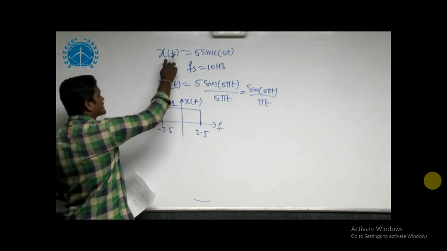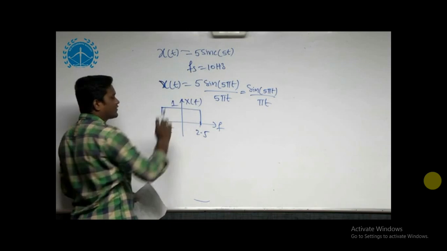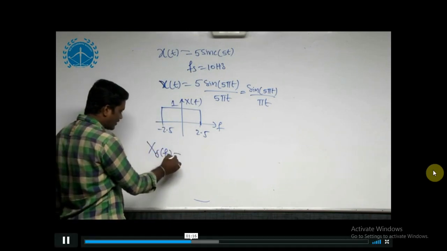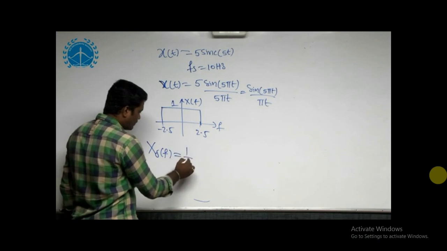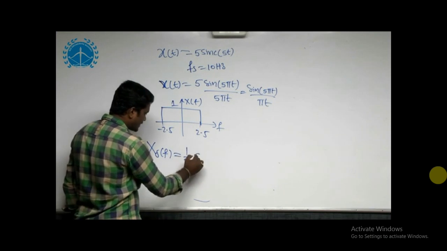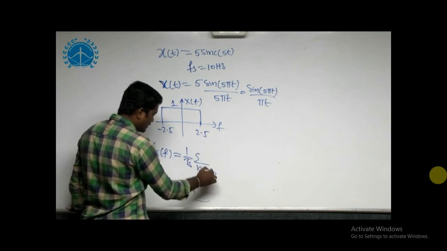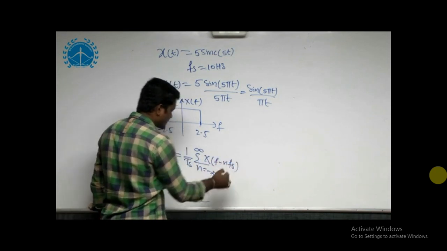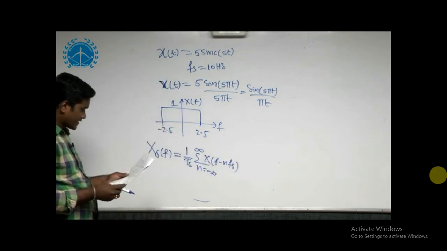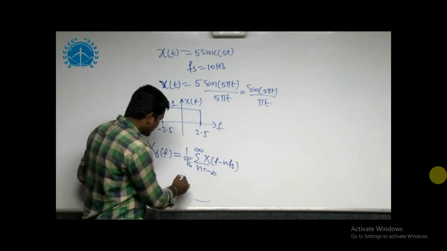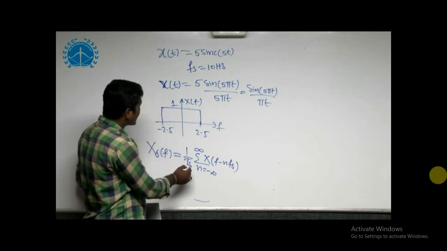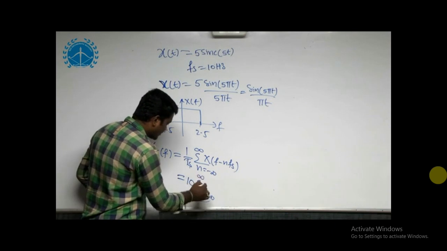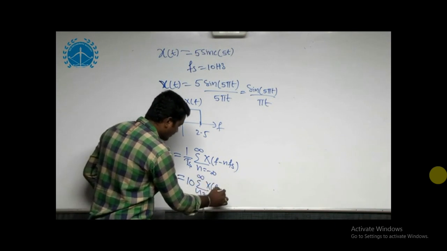Now this signal is sampled at a sampling frequency of 10 hertz. What is the sampled signal spectrum? X_δ(f) equals 1 by Ts, sigma n equals minus infinity to plus infinity, X(f minus n fs). But fs is given as 10. Let us substitute that. So 1 by Ts also becomes fs. So 10 into sigma n equals minus infinity to plus infinity X(f minus 10n).